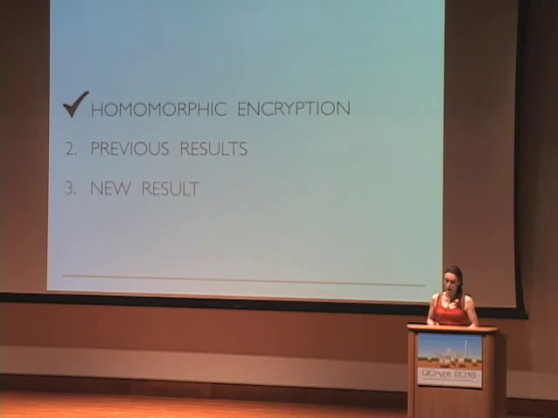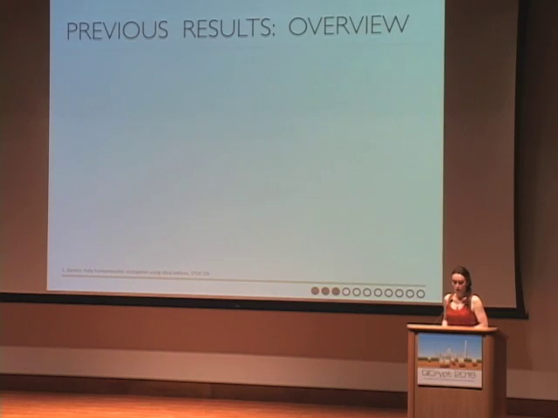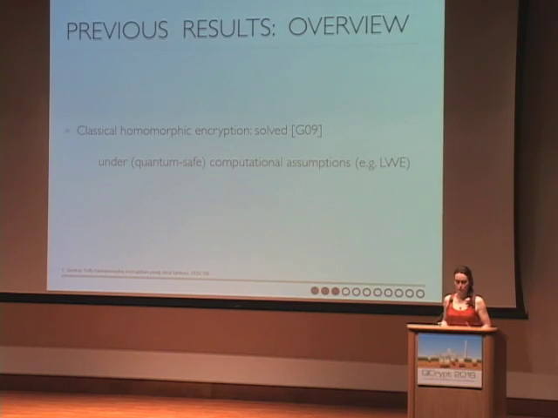Okay, so now we know what quantum homomorphic encryption is, or homomorphic encryption in general. Let's have a brief overview of some previous results. For the classical case, I'm going to be very brief. Basically, it's been solved by Gentry in 2009, who was the first to show that classical fully homomorphic encryption was possible. And since then, there have been some improvements over the scheme in terms of efficiency, but basically all we need to know for this talk is that classical homomorphic encryption is possible, and it's possible under computational assumptions that are considered quantum safe for now.